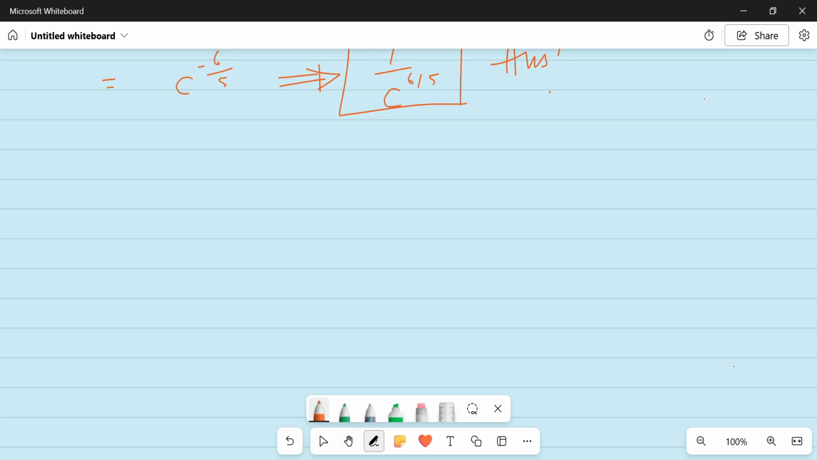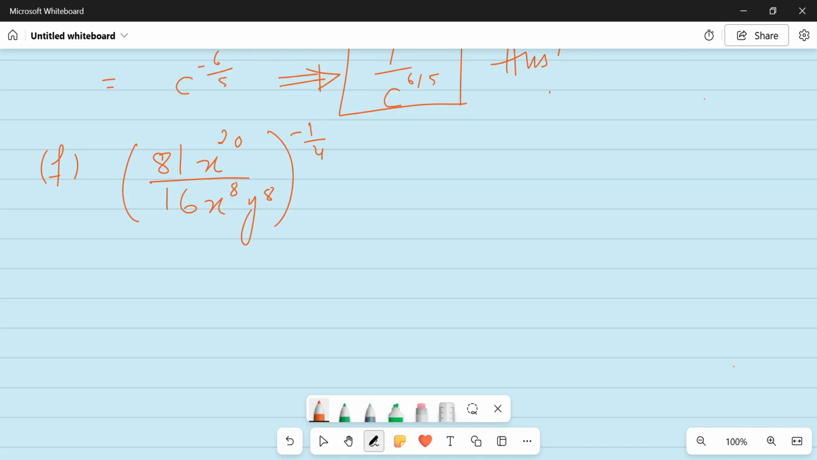F1 is 81 x to the power 20 over 16 x to the power 8 and y to the power also 8. And the whole bracket is to the power minus 1 over 4. Very easy question, students. Very easy.